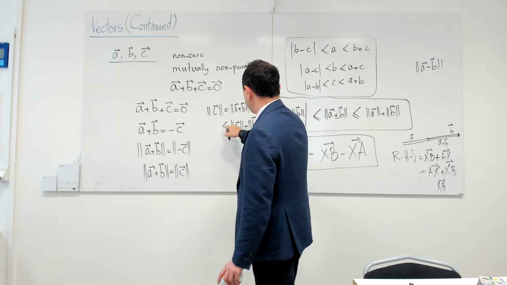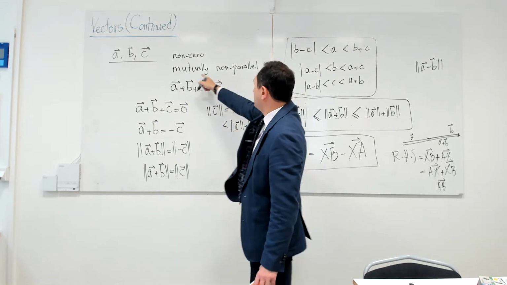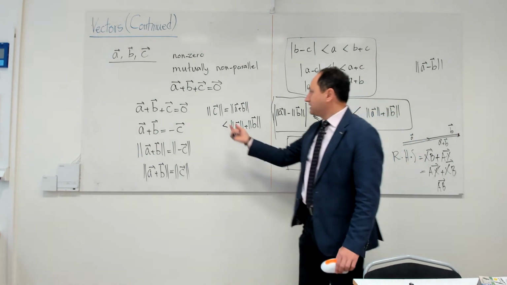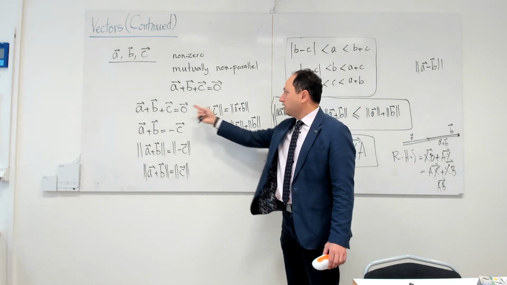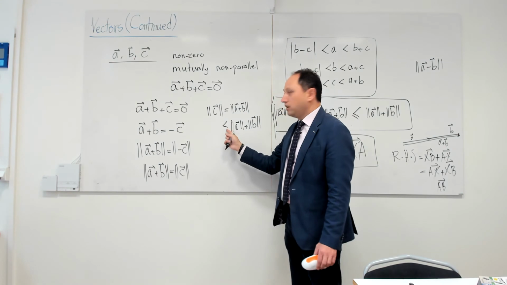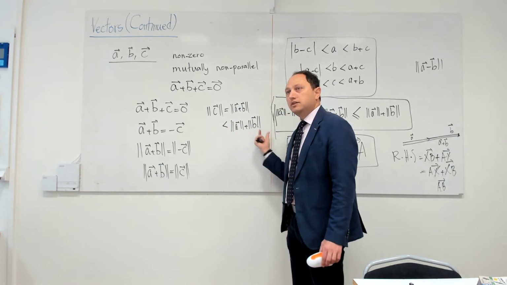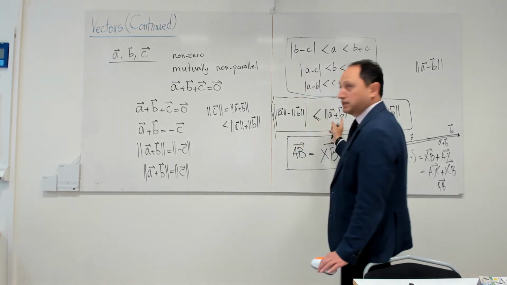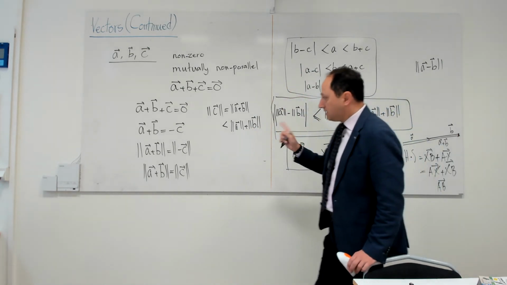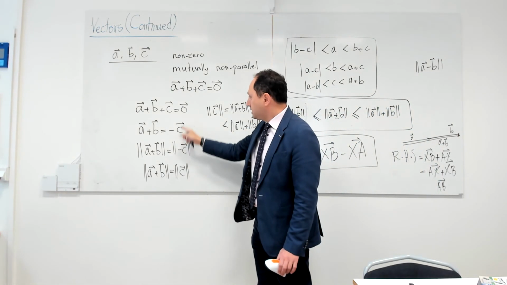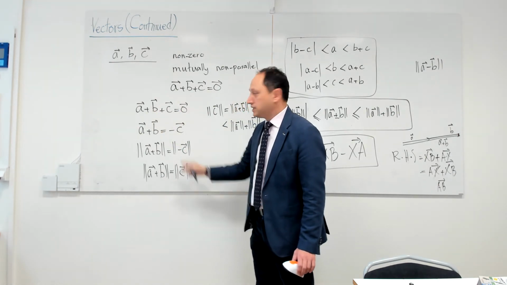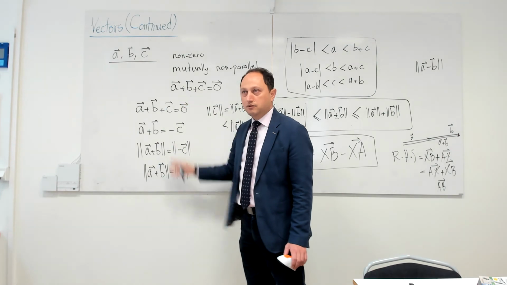Am I allowed to put equality in this side? No, because they are not parallel. So what does it mean? It means that the length of one vector is smaller than the sum of the lengths of the other two. Yes or no? Okay? Because of the triangle inequality. And then I can do the same thing by moving B to the left hand side and repeat the process. I can move A to the right hand side and repeat the process.